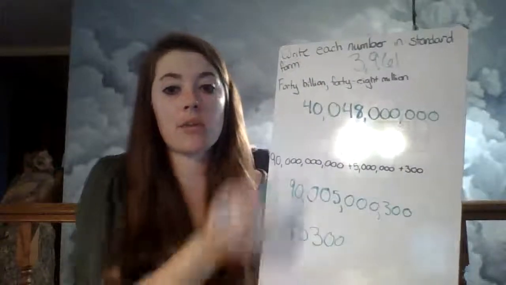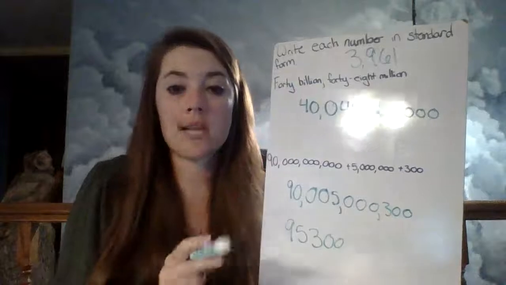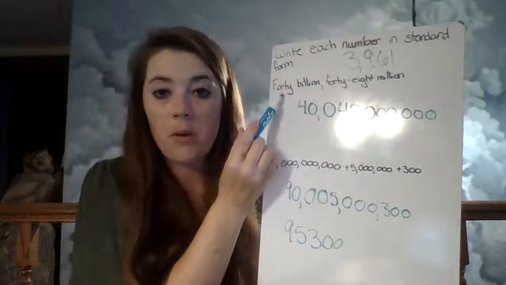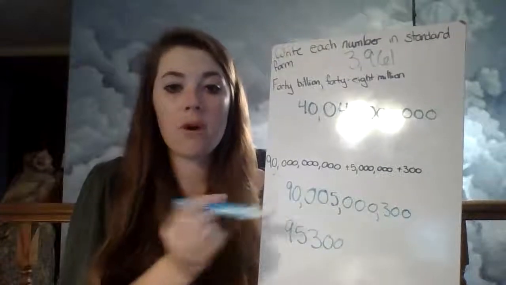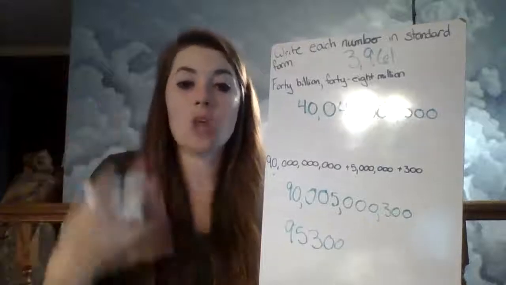So this is standard form, like I said. So each of these numbers we have here are all standard form. This one right here is word form because the words are all written out. And this is expanded form because we take each individual place value and write it out as its own number. Alrighty? Alright, the last part of this.